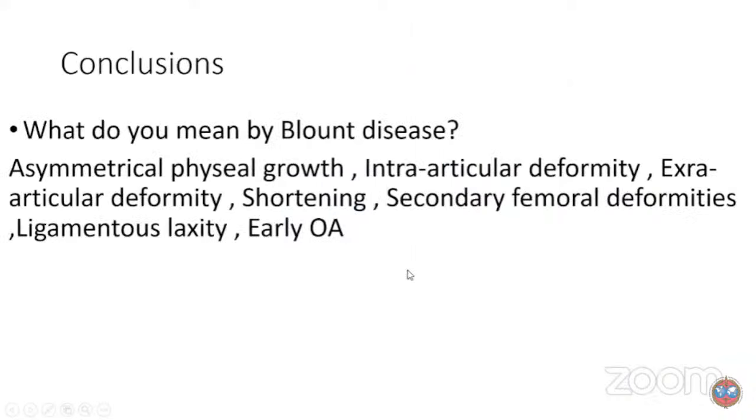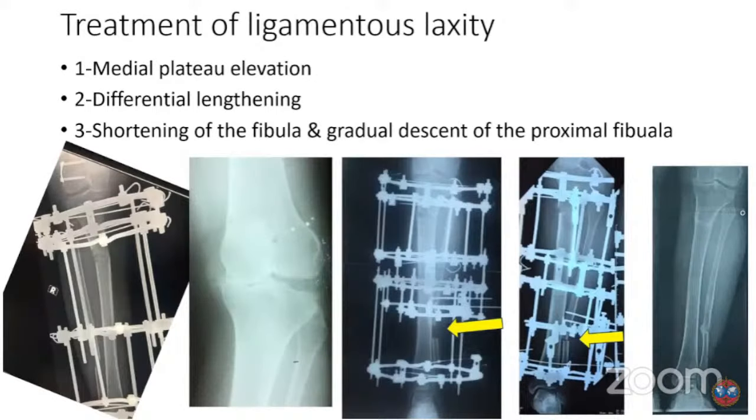In conclusion, when we talk, what do you mean by Blount disease? Do you mean asymmetrical physeal growth, intra-articular deformity, extra-articular deformity, shortening, secondary femoral osteotomies, ligamentous laxity, early osteoarthritis? You have to define your patients. I think the literature ignored this topic, ligamentous laxity.